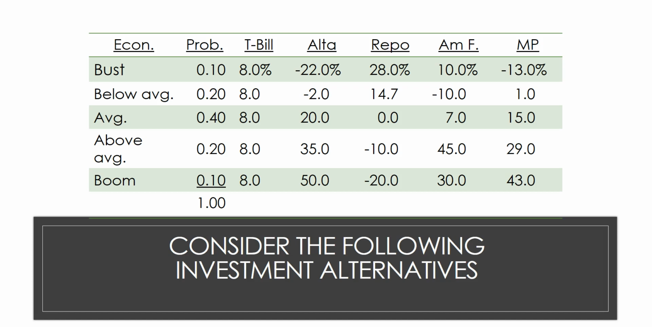In addition to that, we have several different securities here and the returns that we predict given the state of the economy. So, for example, let's look at Alta. There's a 10% chance of a bust economy, and we expect that Alta will have a negative 22% return in the event of a bust economy. We expect a negative 2% return in a below average economy, a 20% return in an average economy, and so on.